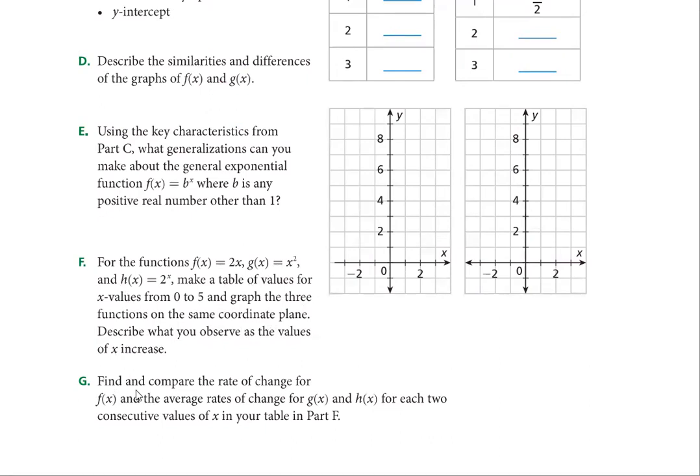For G, find and compare the average rate of change for f of x, g of x, and h of x for each two consecutive values of x in the table that you have from part F. These two are connected, so you have to finish this first, and then based on those values, you will continue with this one. Basically, when you have the 5 points for each graph, you're going to find the rate of change for each function and compare them. Okay, and then I will ask you to complete those two to see what you observe.